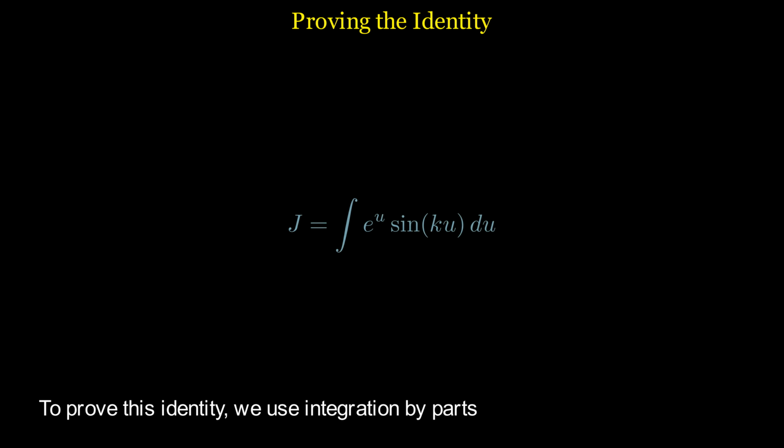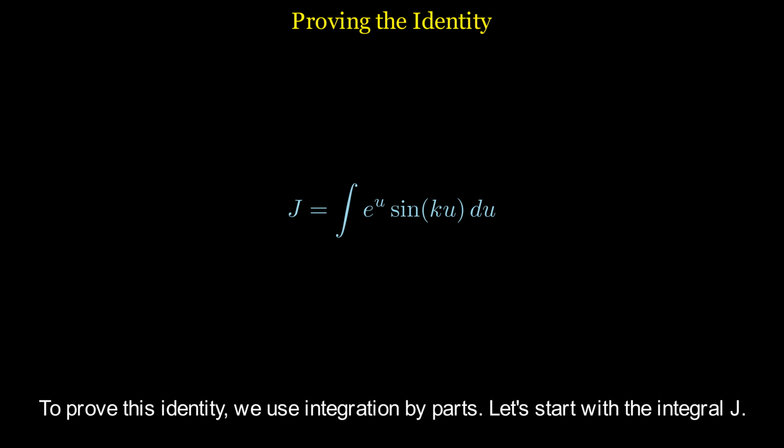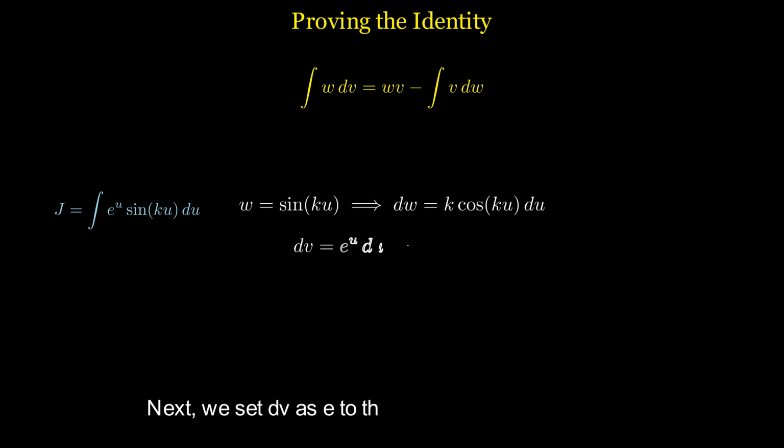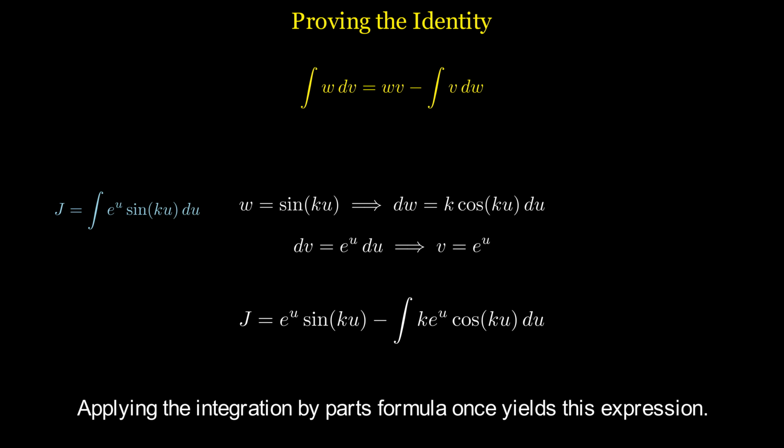To prove this identity, we use integration by parts. Let's start with the integral j. We choose w as sine ku and differentiate it to find dw. Next, we set dv as e to the u du and integrate to find v. Applying the integration by parts formula once yields this expression.